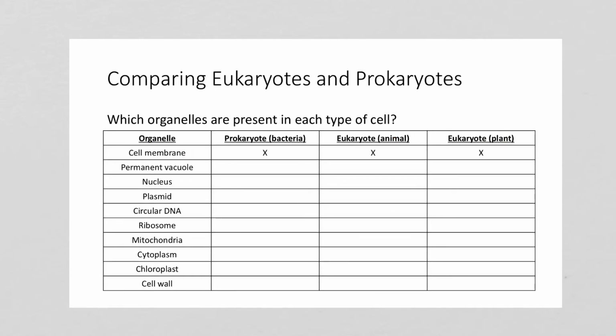If you remember from Lesson 1, we did a big table where we just put a tick for the organelles that the different types of cells had in them. We're going to do a similar thing here. So our list is slightly bigger and we have one extra column for the prokaryotes, for the bacteria. So we have cell membranes, permanent vacuole, nucleus, plasmid, circular DNA, ribosome, mitochondria, cytoplasm, chloroplast, and cell wall. When we say circular DNA, we're referring to the free-floating DNA, so the big one, relatively speaking, that was inside the bacteria floating around in the cytoplasm.